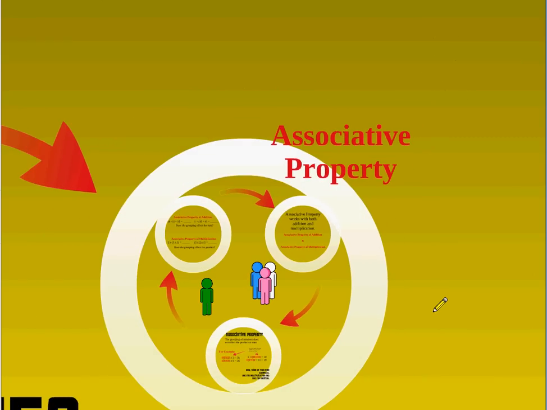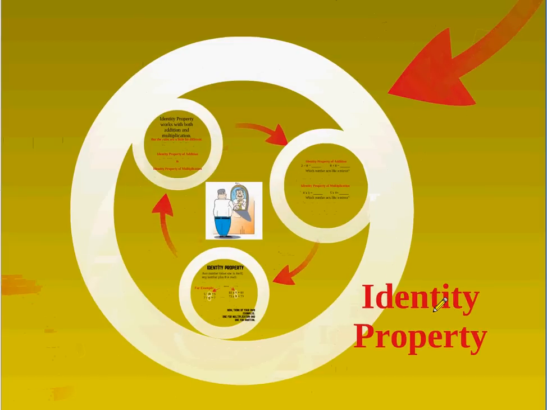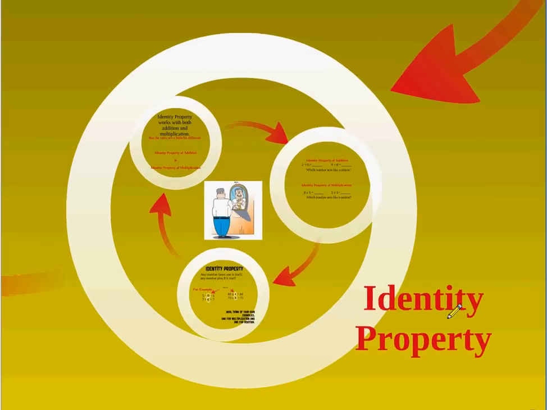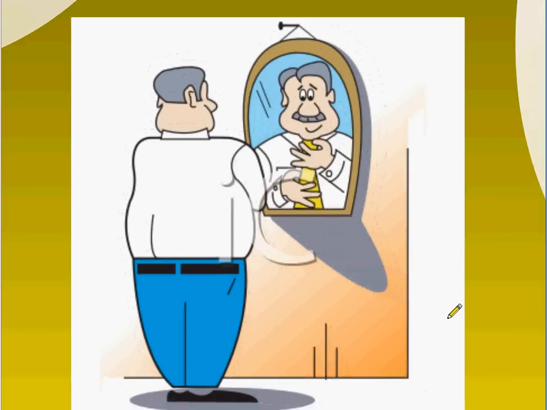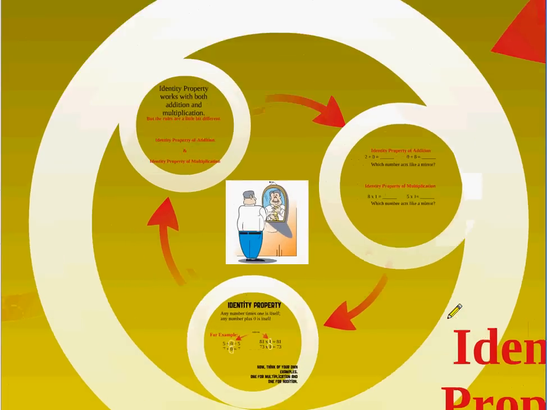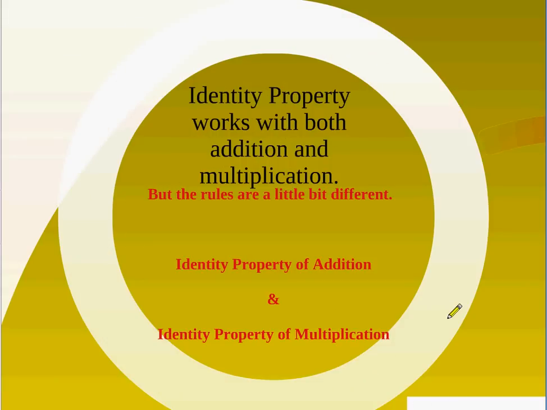Okay, let's go on to the identity property. And when you talk about your identity, you're talking about yourself, who you are. So I want you to think of yourself looking into a mirror like this guy is, right? And he's looking right back at himself and he can see exactly what he looks like. So keep that in mind. The identity property works with both addition and multiplication. The rules are a little bit different for each guy though. For addition, it's a little bit different than multiplication.